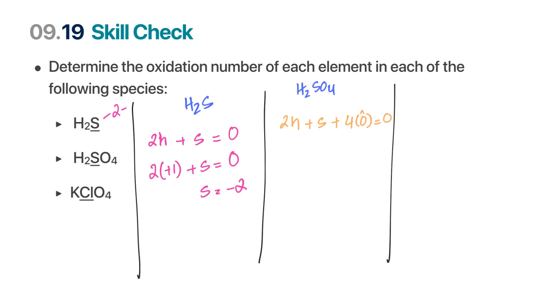So 2 hydrogens is 2 times +1 plus S plus 4 times -2. Simplifying, I get S minus 6 equal to 0. S equals +6, right? S is +6. Easy, right? Not too difficult. It's just form a quick equation looking at the constituents and solve. Let's try the last one.